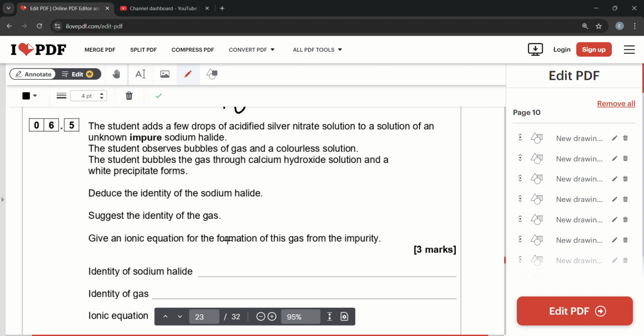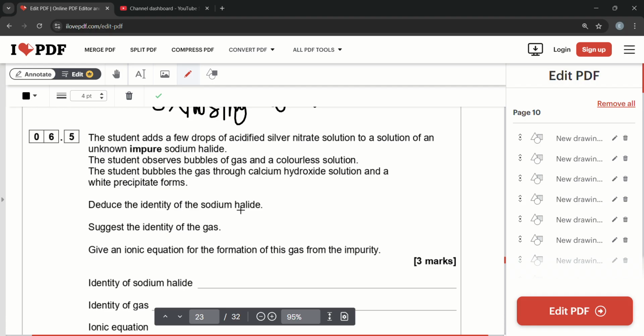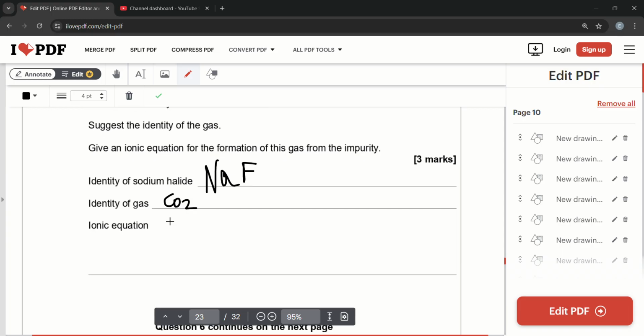Well, because it gives a white precipitate, yeah, it's going to be the identity of sodium halide, NaF. Sodium fluoride. Suggest the identity of the gas, so obviously it's going to be carbon dioxide, CO2. Because bubbles of gas equals solution, and then the ionic equation for the formation of this gas is going to be CO3 2 minus plus 2H plus arrow CO2 plus H2O.